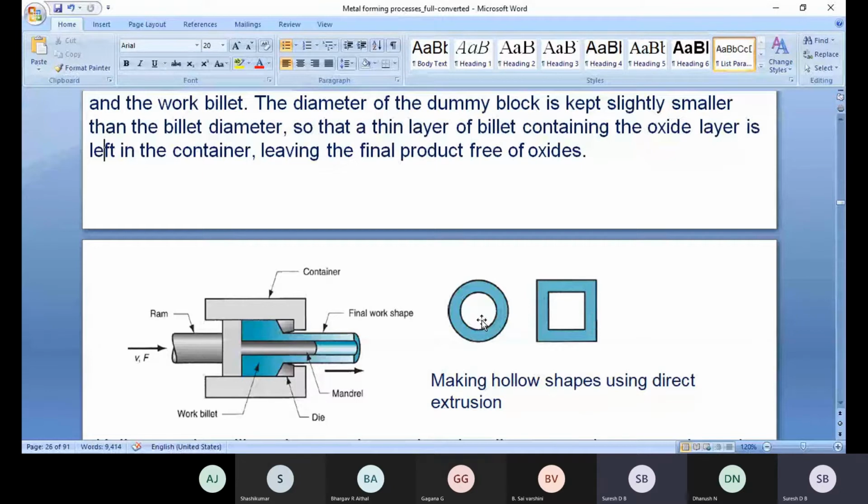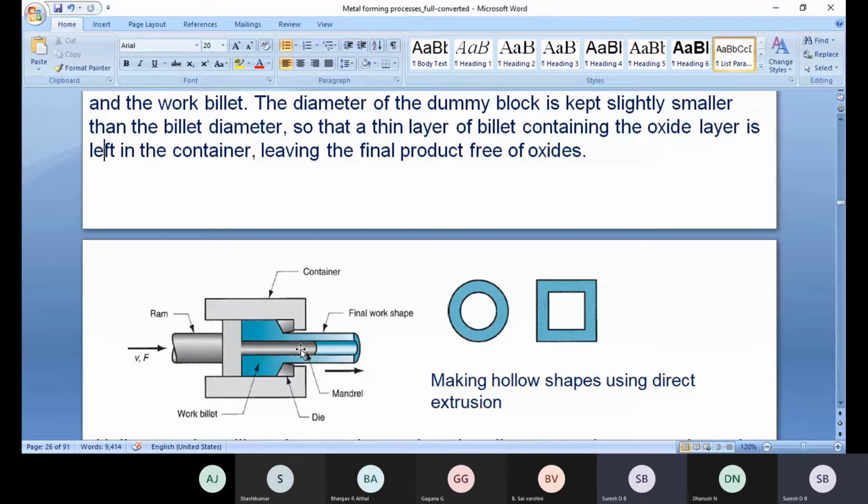Okay, hollow tubes, either circular or square, are manufactured by using a mandrel. This one is called a dummy bar or mandrel. By using a dummy bar or mandrel, they can manufacture all the hollow tubes and hollow pipes. Any doubts on this one?